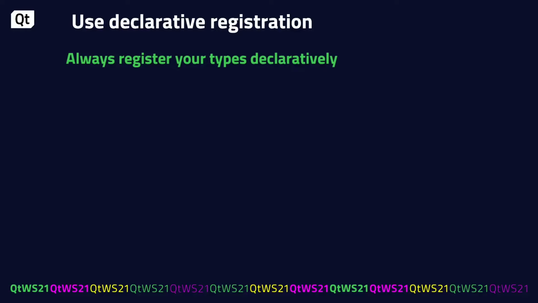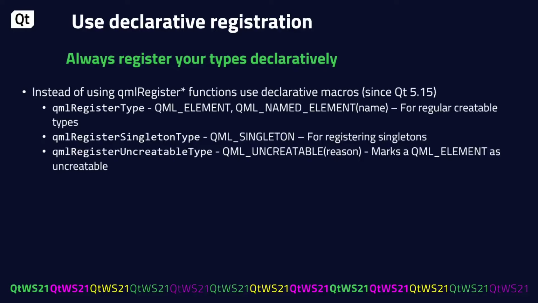So the first important thing is to use declarative registration. Instead of using the QML register functions, use declarative macros. Those have been around since 5.15. And you have to use some alternative macros that map to previous imperative calls. So when you would have used QML register type previously, use QML element or QML named element if you want a QML type name that differs from the class name. For singletons, you would use QML singleton instead of QML register singleton type.